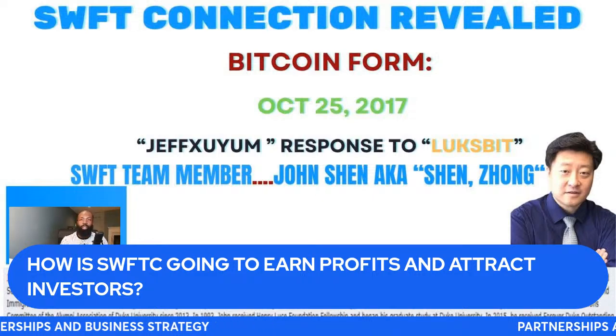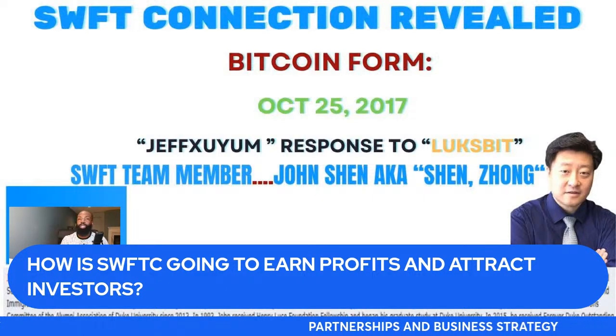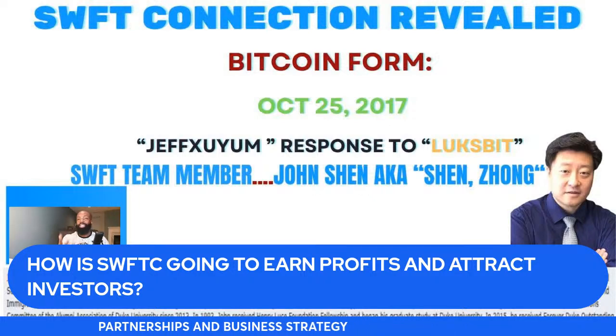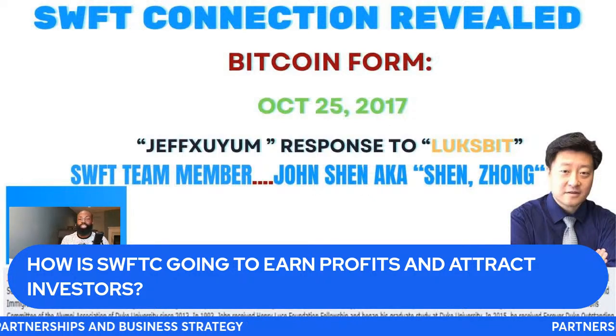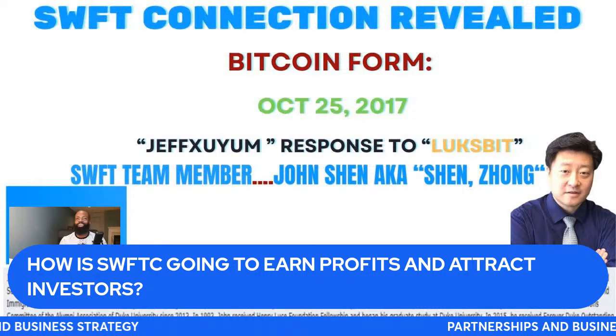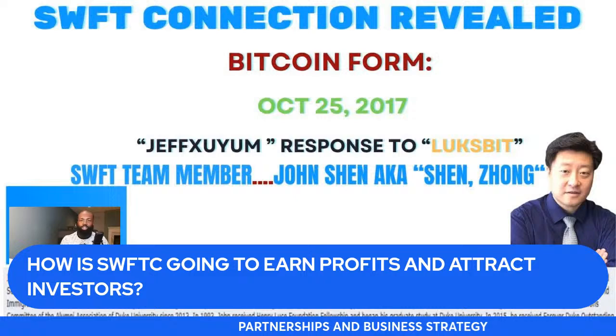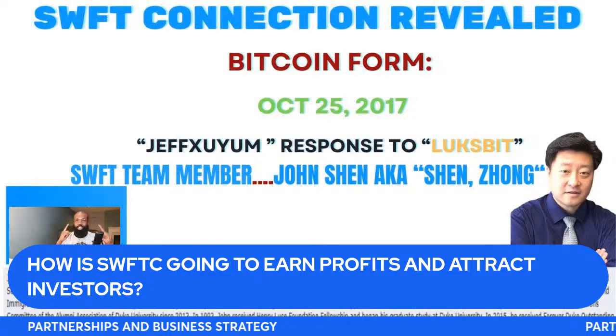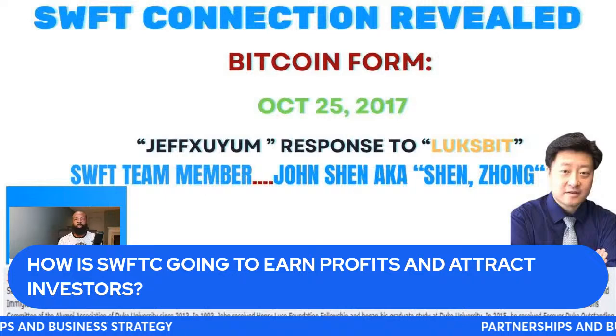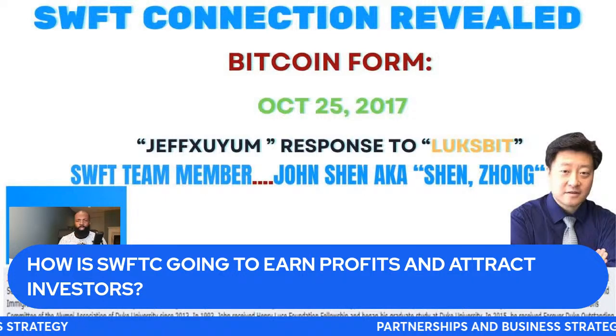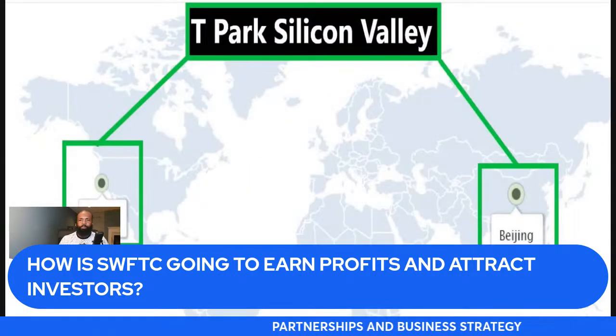Now, did you know that California has one of the 5th largest economies in the world? I'm not talking about the United States. One of the 5th largest economies in the world is in California. And John Shin did this with Long Beach, and now he's doing it with Irvine, California. Now, the question being asked is, how is Swift Coin going to earn profits and attract investors? That's a great question. I think that's something that we all want to know. Well, this is what you should think about.